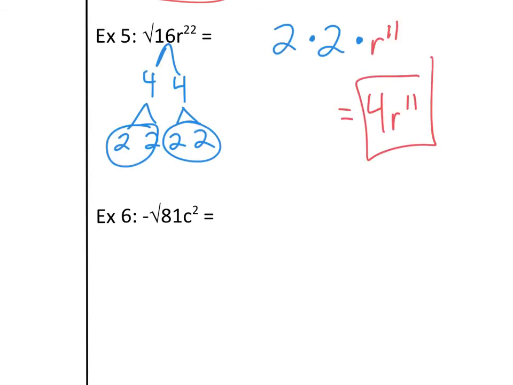All right, so you should have got 4R to the 11th. 2 groups of 2 and 11 groups of R.